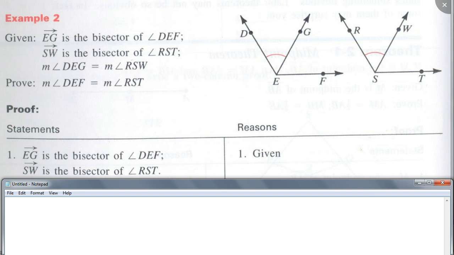Okay. Who haven't I called? Yeah, I haven't called. Ye-chan, what do you think? Angle DEG plus angle GF equals DF.